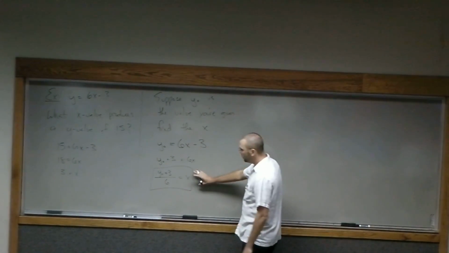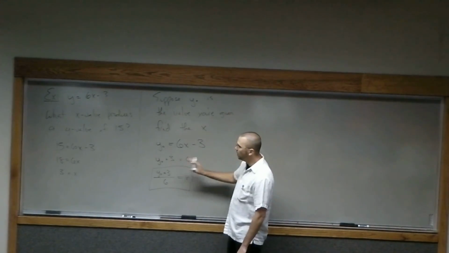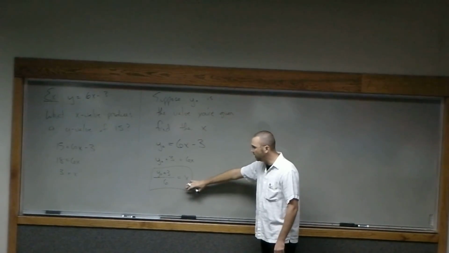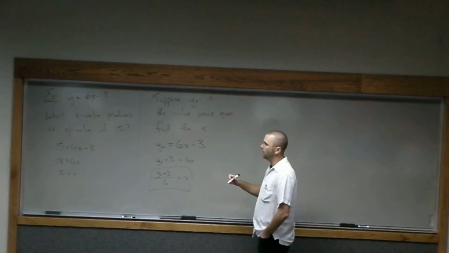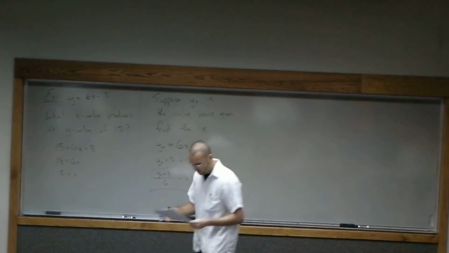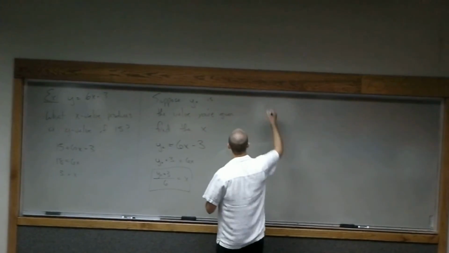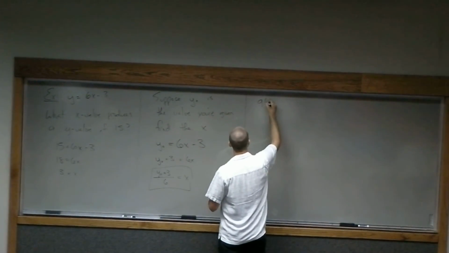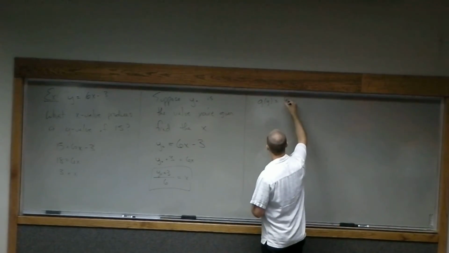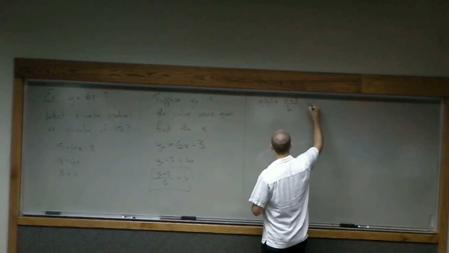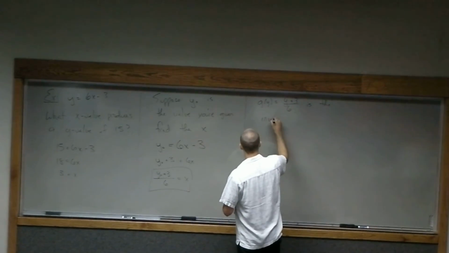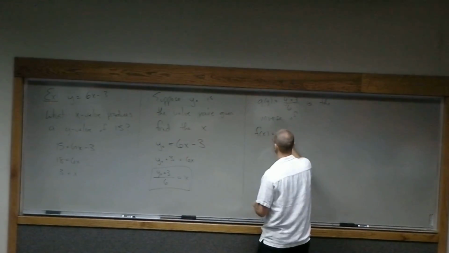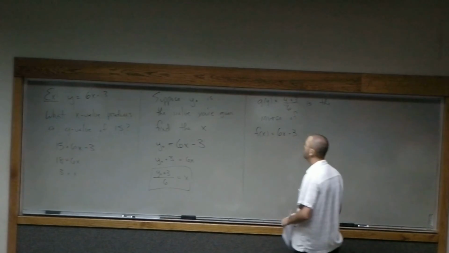This function undoes the 6x minus 3 function. In some sense, you can think this is the inverse of that function. So let's say g of y equals y plus 3 over 6 is the inverse of f of x equals 6x minus 3. They undo each other.